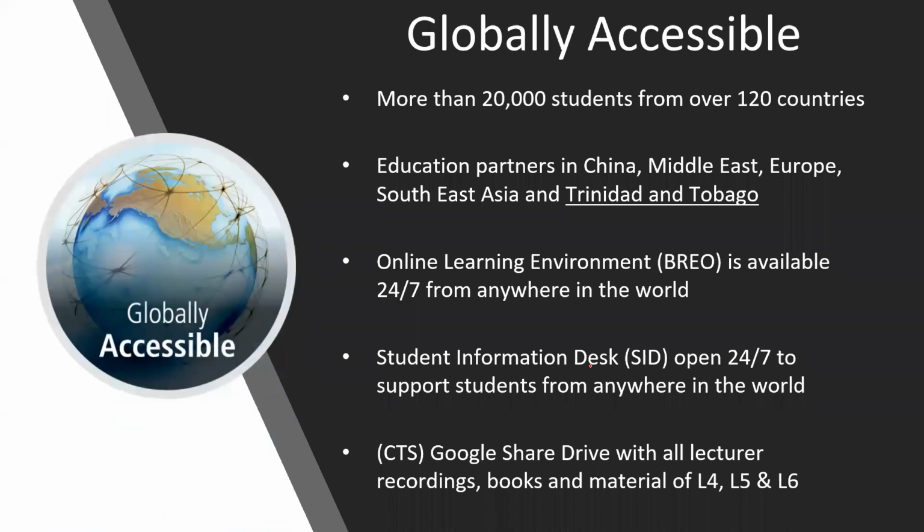In terms of globally accessible, we would have mentioned that this program is accessed by over 20,000 students from over 120 countries, right? With partners in China, Middle East, Europe, Southeast Asia, and Trinidad and Tobago. The University of Bedfordshire actually has an online learning environment called Brio, which is available 24/7 from anywhere in the world. So it's their online learning platform. You would have access to this once you become a student at the University of Bedfordshire. You are assigned a unique student ID and you have to use this to log in, etc. Only when you are accepted, however, you'll get access.